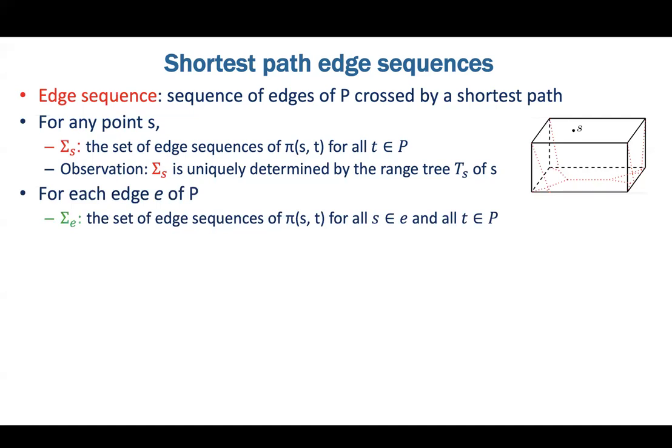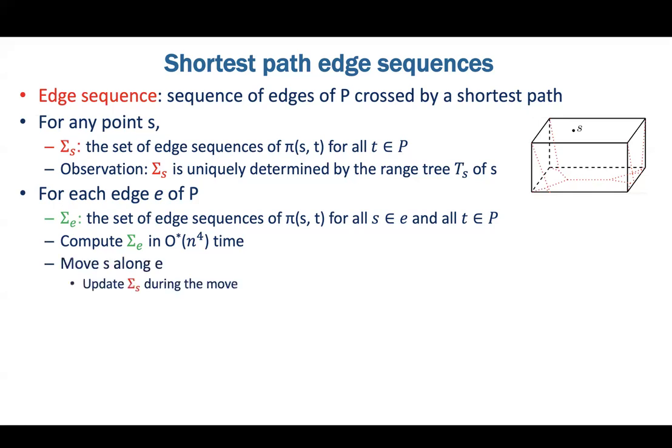So then for each edge E, we define the notation sigma E as the set of edge sequences for all S at E and for all other T. In other words, the first edge of the edge sequence is E. So we can compute sigma E in n to the fourth time. And then if we do that for every edge, we get n to the 5 time for the total time of all edge sequences.